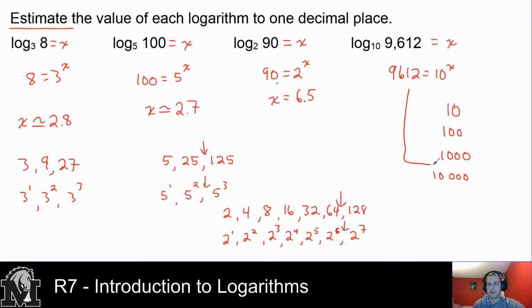Okay, so 9,612 would fit in there somewhere. So this is 10 to the power 1. This is 10 to the power 2. This is 10 to the power 3. And 10 to the power 4. So our exponent, our value for x, is going to be more than 3, but less than 4. 9,612 is much closer to 10,000 than it is to 1,000. So we want to have a number that's much closer to 4 than it is to 3. So x is approximately equal to 3.9, we'll say.